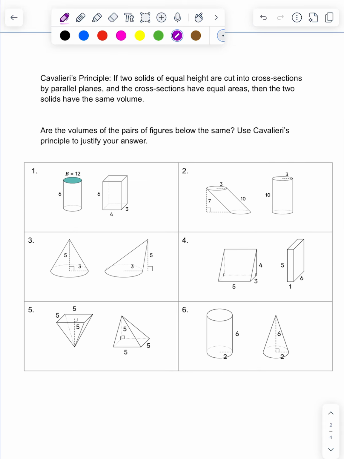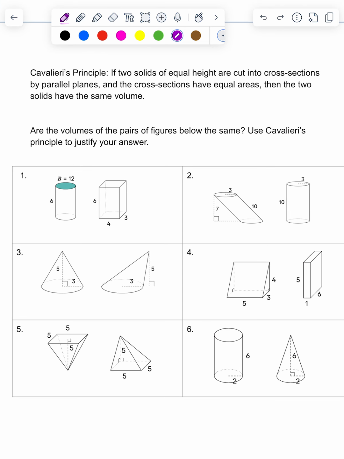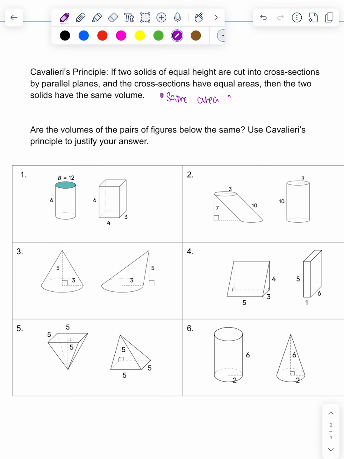As we were talking about with the stacks of coins, Cavalieri's principle says that if we have two solids that have the same height and we slice out a cross-section by a parallel plane, so we take out a cross-section from either of the two, and the cross-sections have the same area, then the two solids are going to have the same volumes. So once again, same area of cross-section, same height, equal volumes. And that's what Cavalieri's principle states.